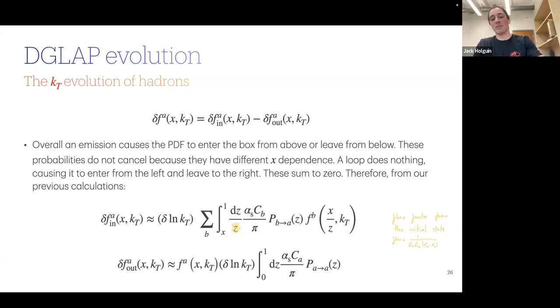Now the out term has the same basic structure, other than that the PDF enters differently, because it's the PDF now from inside the box and flowing out. So instead of being x divided by z, it's just x.